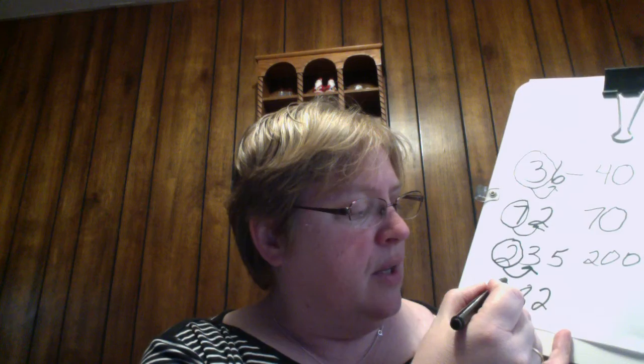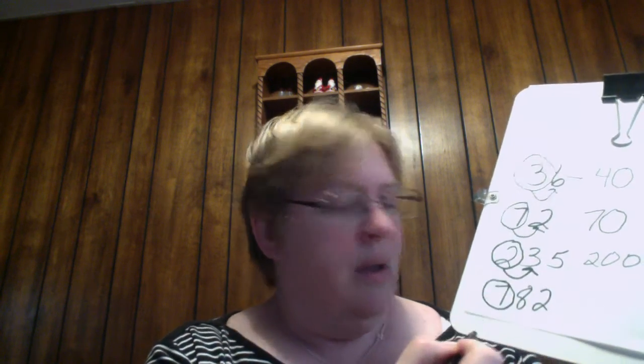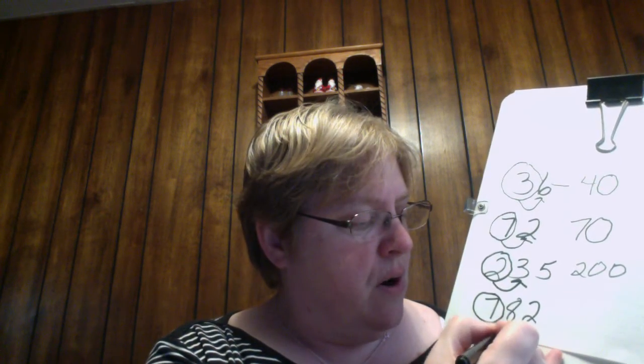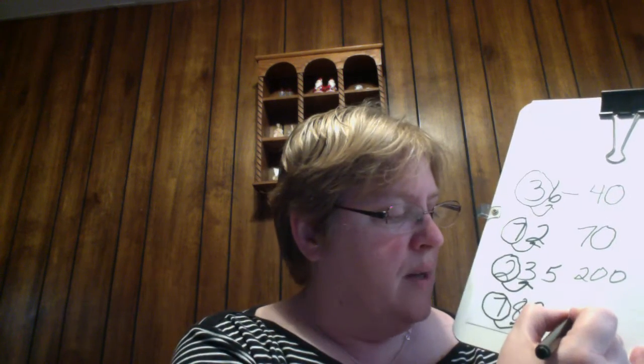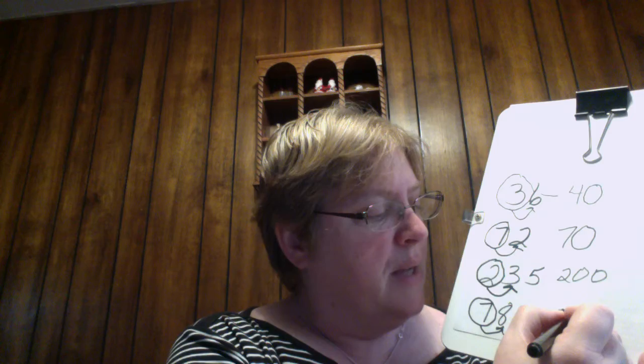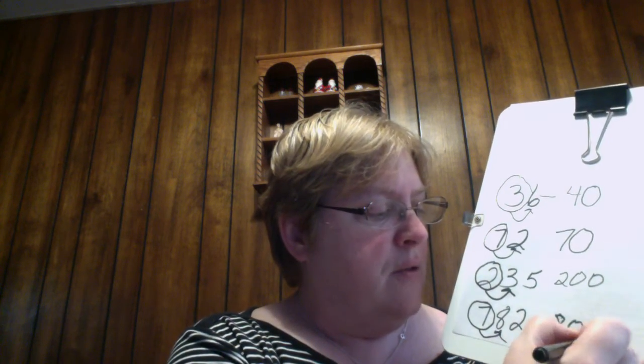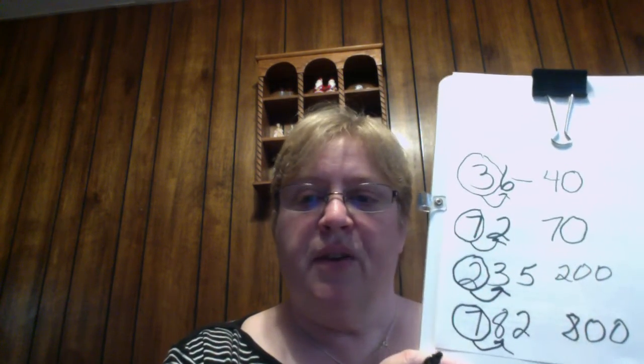What if I had the number 782? I'm going to find the place that I'm wanting to look at. I'm going to round to the hundreds. So I look at the 7. I look next door. If it's 5 or bigger, I add one more. So I'm going to add 1 to the 7, which makes it an 8. And everything after is 0. So that's how I could round to the nearest 10 or to the nearest 100.